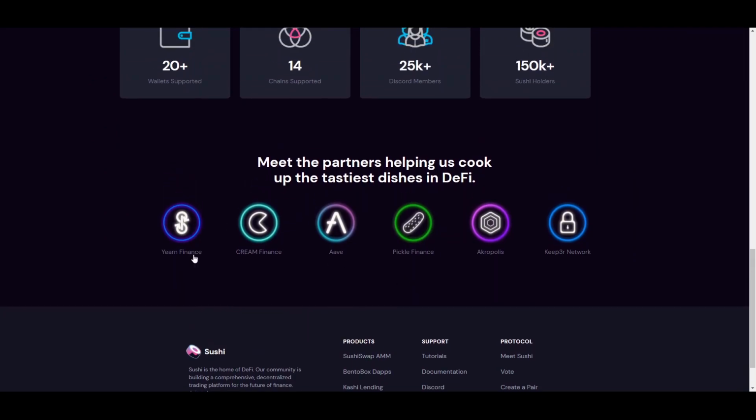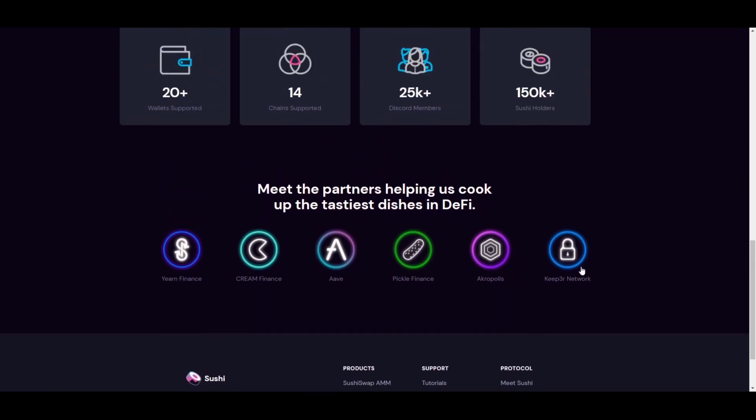These are some of the partners. Yearn, you've probably heard of it. YFI, it has quite a huge value, over $50,000. Cream Finance, another sub 100 million market cap coin and project, which has huge potential to grow. Aave, which used to be ETHLend, which was one of the first DeFi projects on the market. Pickle Finance, not really sure what this is. Acropolis, very nice project, and the Keeper Network.